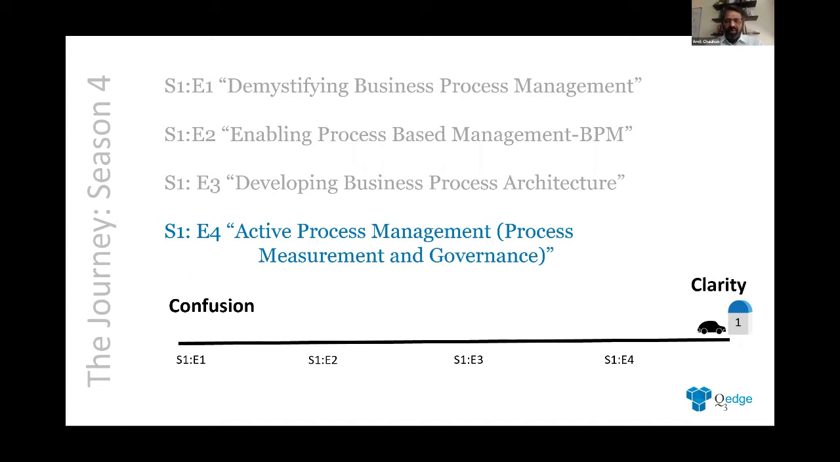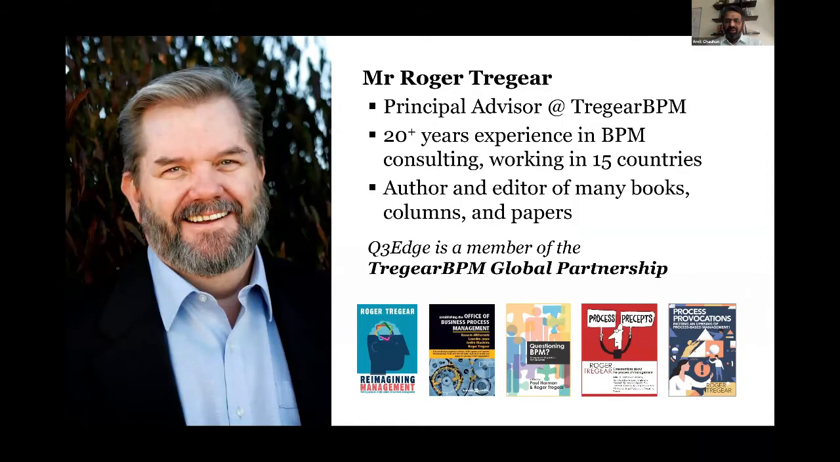Here in this webinar, we are discussing 2 of the enablers, which are governance and measurement, process governance and process measurement, which are 2 important enablers to keep the circle turning. And that's what we are calling active process management. For this webinar, once again, I welcome Mr. Roger Tregear for our session, our webinar on active process management for process governance and process measurement.